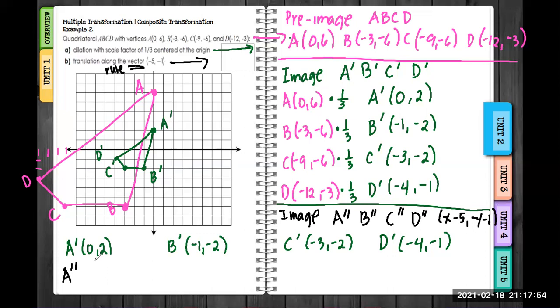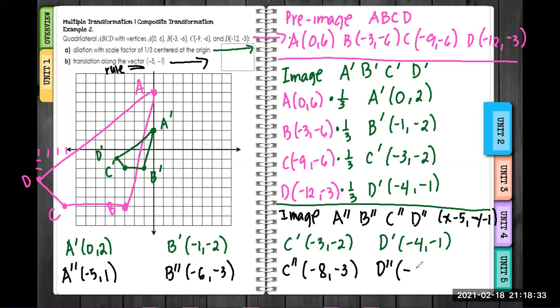A prime prime. So 0 minus 5 is negative 5, right? And then 2 minus 1 is 1. For B prime prime, that would be negative 1 minus 5 is negative 6. I hope this is correct. Negative 2 minus 1 is negative 3. Then C prime prime: negative 3 minus 5 is negative 8, while negative 2 minus 1 is negative 3. D prime prime is negative 4 minus 5, negative 9, and negative 1 minus 1, negative 2. Let's see if it is correct. Here, I'm going to count manually. Let's see if our answer is correct, okay?